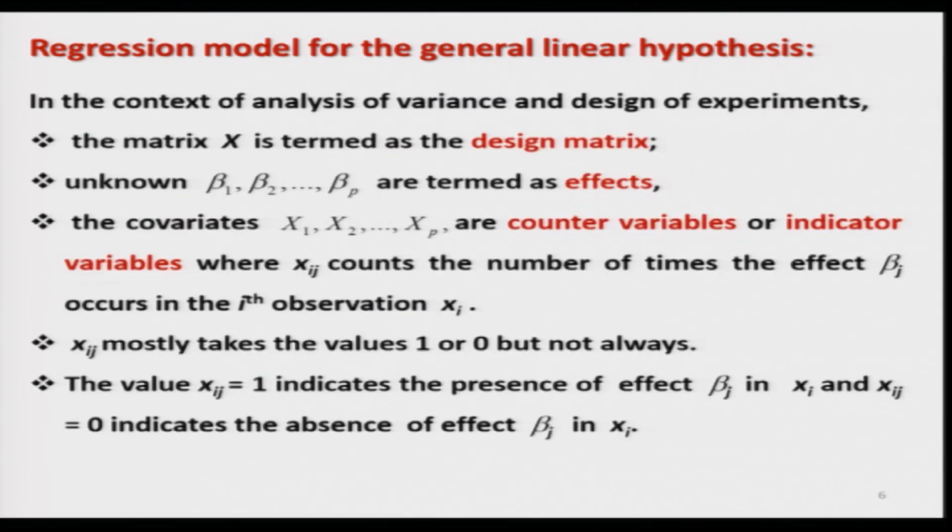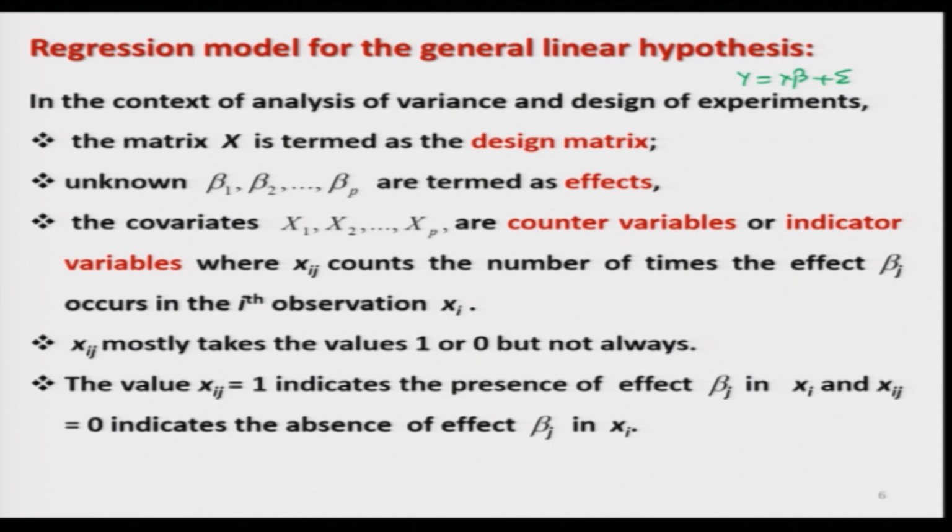Now, when we are trying to look at this model y equal to x beta plus epsilon, right, this model is sometimes called a linear model, sometimes a linear regression model, and sometimes an analysis of variance model or linear model for the analysis of variance. So, the first thing here is, what is the difference between a regression model and this linear model for the analysis of variance that is going to be used in the design of experiment?